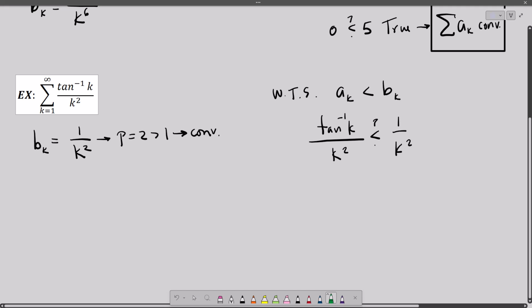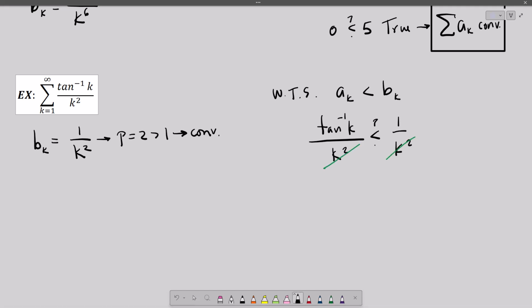So the k squareds in the denominator cancel. Is inverse tangent of k less than 1? Eventually. What do you think? No. So if we think about the graph, let's just focus on the right-hand side of the graph. The right-hand side of the graph for arctangent looks like this.